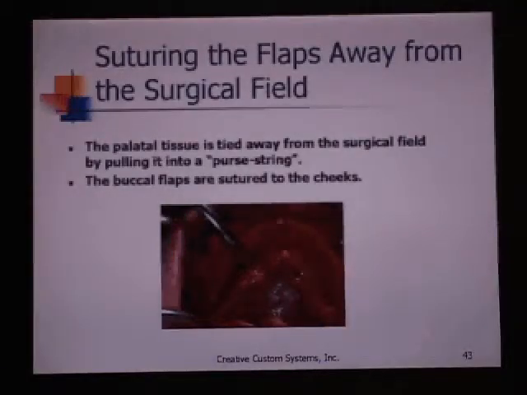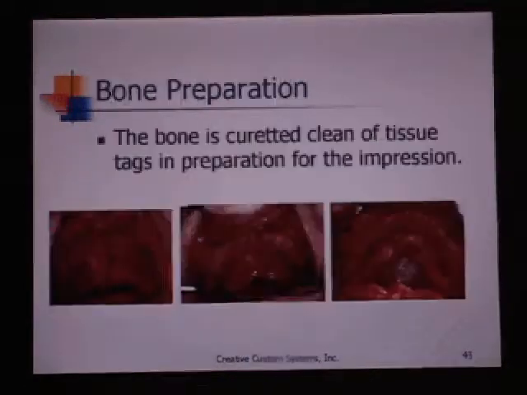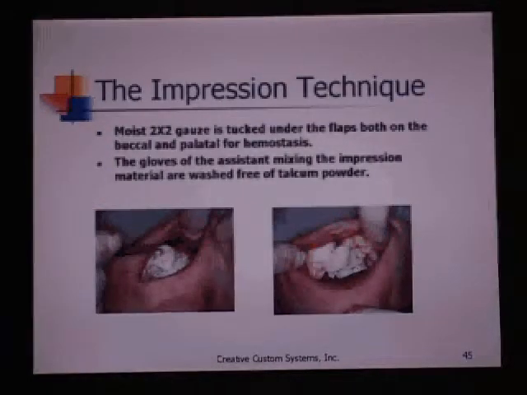Suturing the flaps away from the surgical field. The palatal tissue is tied away from the surgical field by pulling it into a purse string. The buccal flaps are sutured to the cheeks. The bone is curetted clean of tissue tags in preparation for the impression. Moist 2x2 gauze is tucked under the flaps both on the buccal and palatal for hemostasis.